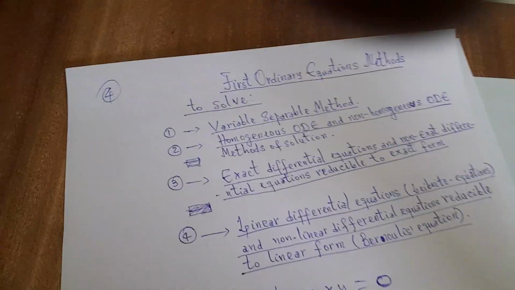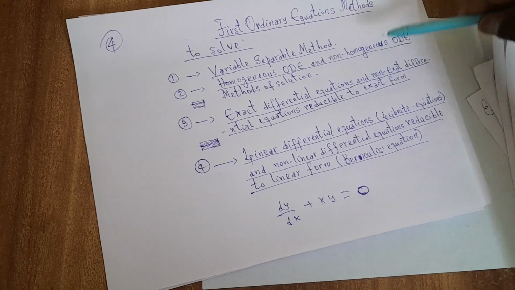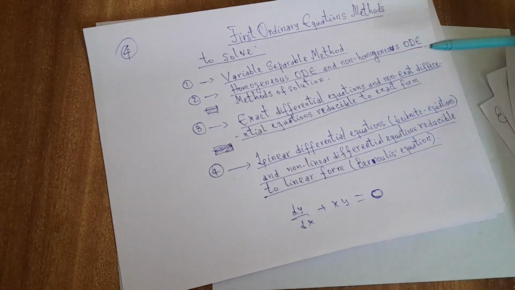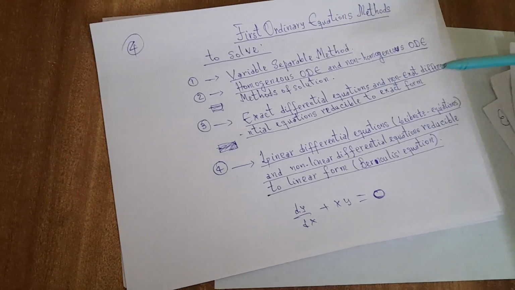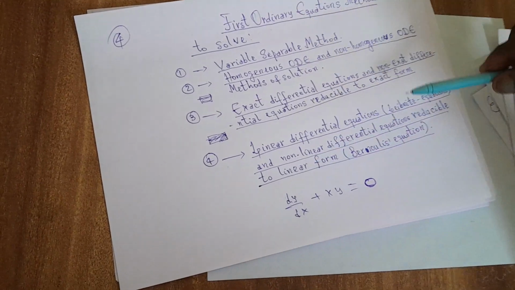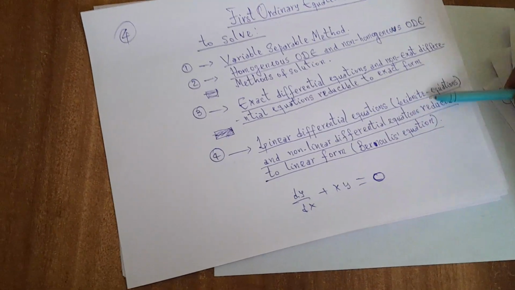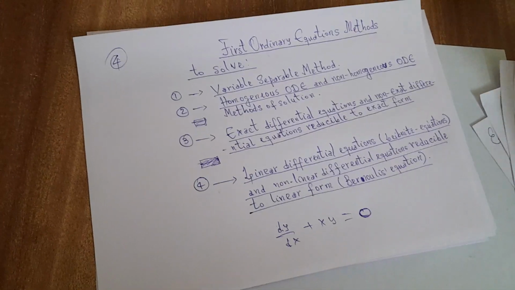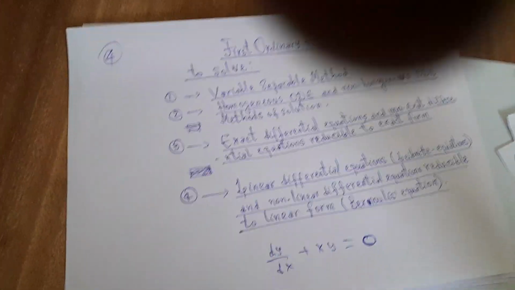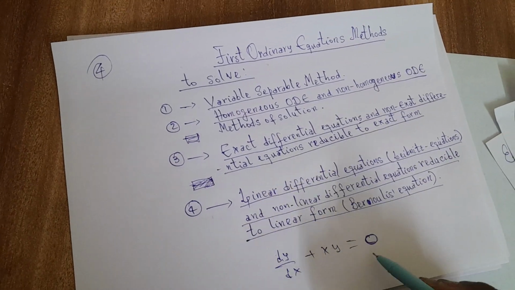So I will start with the variable separable method, then homogeneous and non-homogeneous methods for solution. Then we are going to start with exact differential equations and non-exact differential equations that can be reducible to exact form. Then we will jump to linear differential equations, that is Leibniz equations, and non-linear differential equations that can be reducible to linear differential equations. So I hope you can stay there. And to finish this video, let me just solve this one.